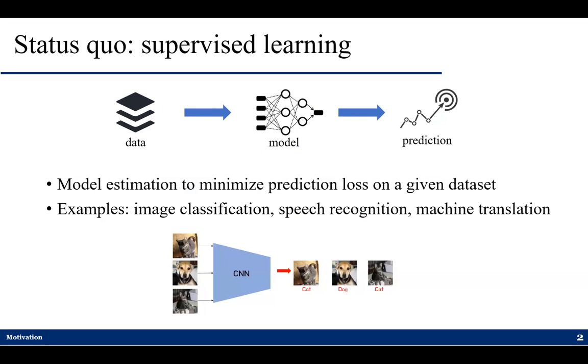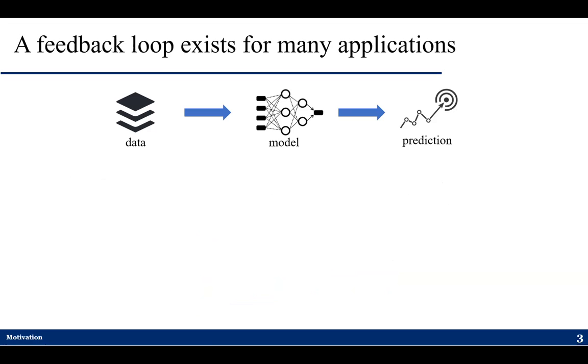And so currently, a large portion of the tasks being solved in multi-agent systems are being solved by supervised machine learning. What supervised machine learning does is saying, given some fixed data set, how do we train a model that can minimize some prediction loss on this fixed data set? And the successful applications of this include image classification, speech recognition, or machine translation.